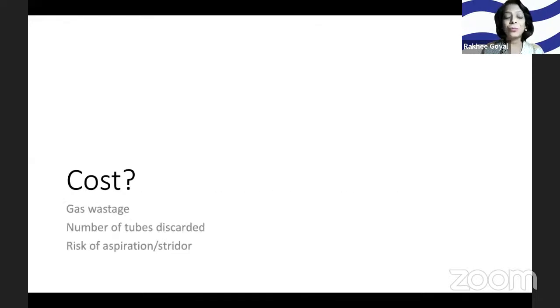Now, what is the limiting factor is probably the cost and the availability. Now, availability is getting sorted because more and more proper cuffed tubes are available in children. At least in the cities I've worked, I've never had a problem. But yes, the cost is almost 3 times, and sometimes it may be more. But the kind of gas wastage, the number of tubes that you have discarded, the risk of aspiration. If you see these things, I would find a cuffed tube cheaper.